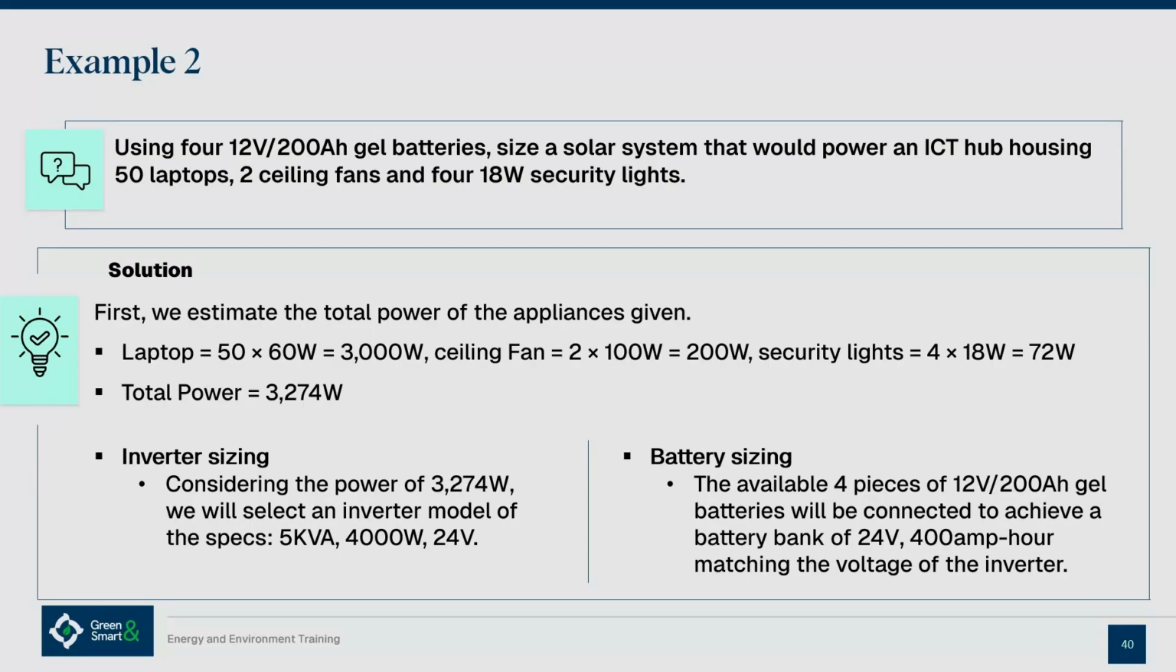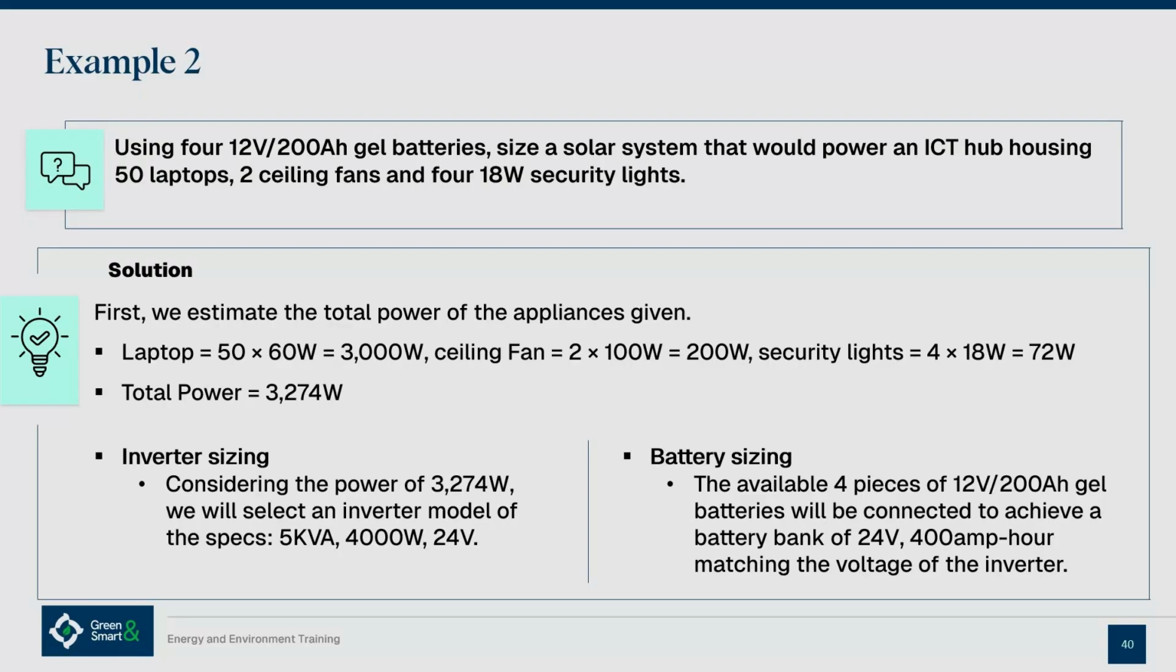First, we estimate the total power of the appliances given. Laptops are 50 times 60 watts, which gives 3000 watts. Ceiling fans are 2 times 100 watts, which is equal to 200 watts. Security lights are 4 times 18 watts, which gives 72 watts. This gives a total power of 3274 watts.